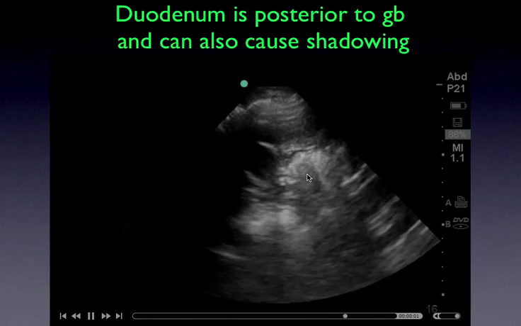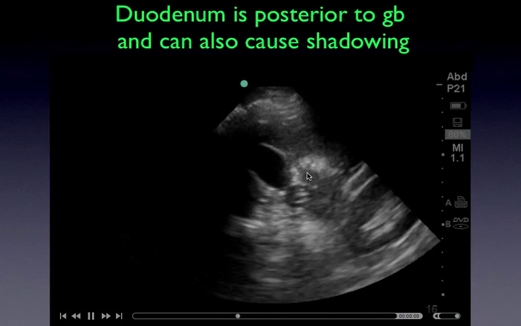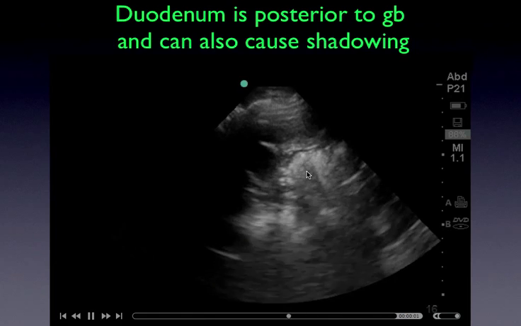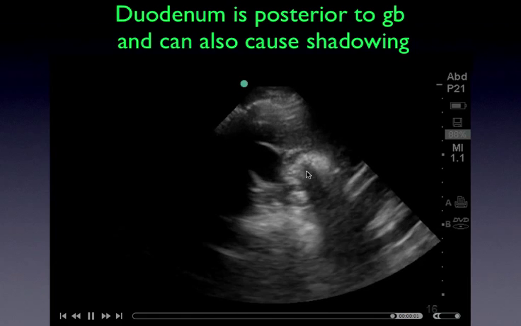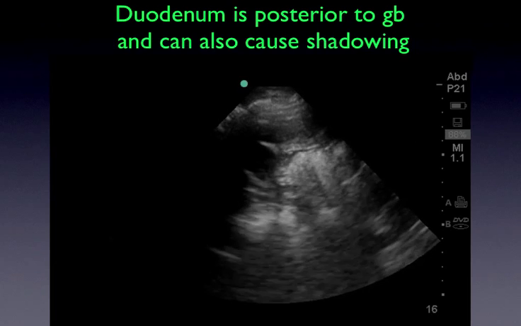It's not from the gallbladder. This is caused by the duodenum, which is just a little bit posterior, a little bit deep to the gallbladder, and it's in a slightly different plane.